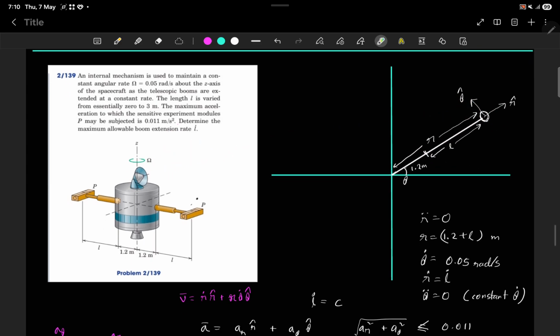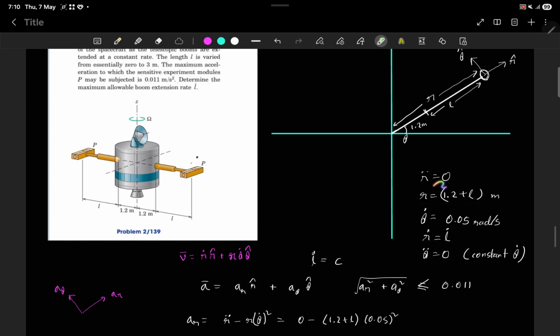So okay, this is the R from this center, and this is given to me. This one is 1.2 meter, and this is L. So R equals 1.2 plus L meter. R double dot equals 0. Why is this 0? Because I have been told that this total thing is R, and L is moving from 0 to 3 at a constant rate. So a constant rate means R dot equals a constant. So R double dot equals 0. If I differentiate it again, I will get 0. So that is what I have written here.